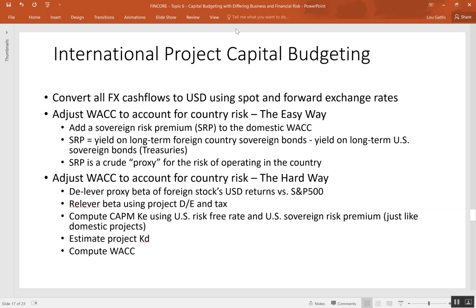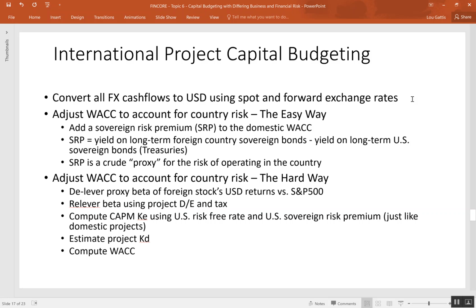Since we're going to take the perspective of a US-based multinational, you've got to convert all the foreign cash flows into dollars. How we're going to do that is we're going to get the spot exchange rate and forward exchange rates for any foreign currencies we have. The spot exchange rate is the one you'd find if you just look on the internet or go to the airport. A spot exchange rate is an exchange rate for immediate conversion of one currency to another.